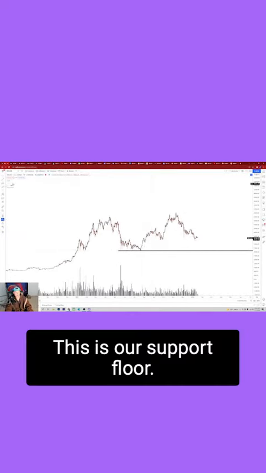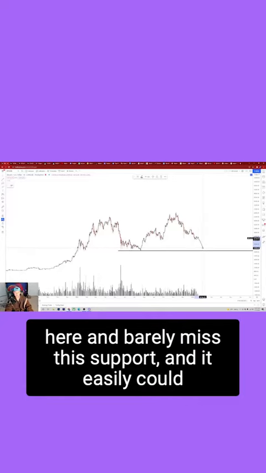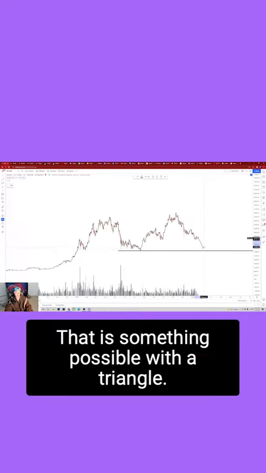This is our support floor. This triangle could easily come all the way back down here and barely miss this support. And it easily could come all the way back down and tag support. That is something possible with a triangle.